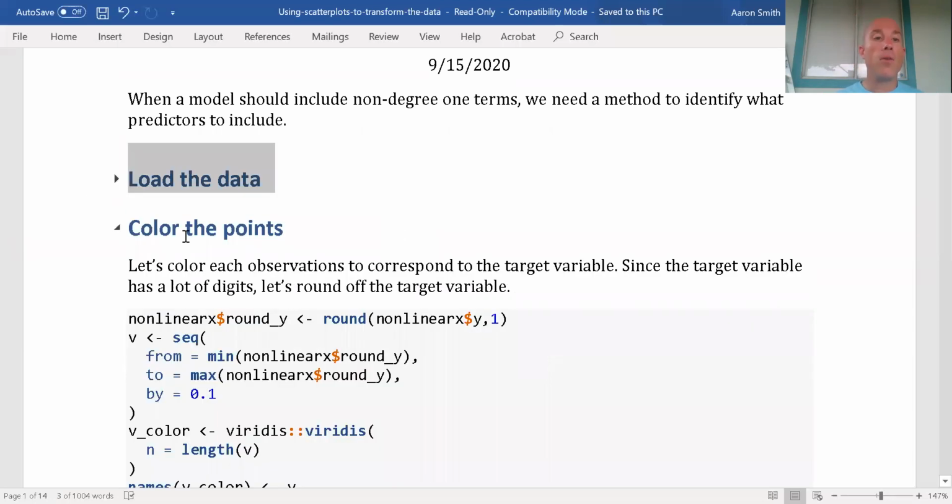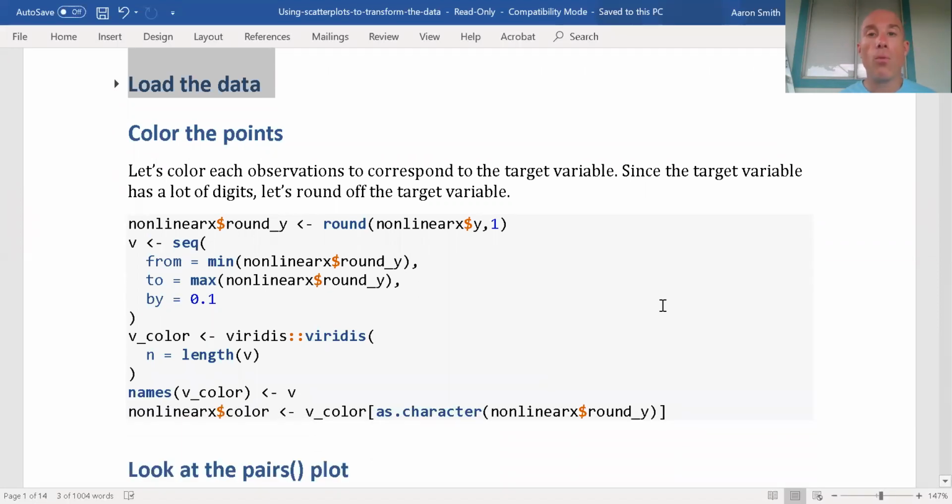Now, the next thing I want to do, I'm going to color the points. And so I'm making sure that the color gradient corresponds to the target variable. This way, I might be able to spot something. On this particular problem, these two steps don't actually help, but it's good practice. I feel like you should always do this. So I'm doing it here also.